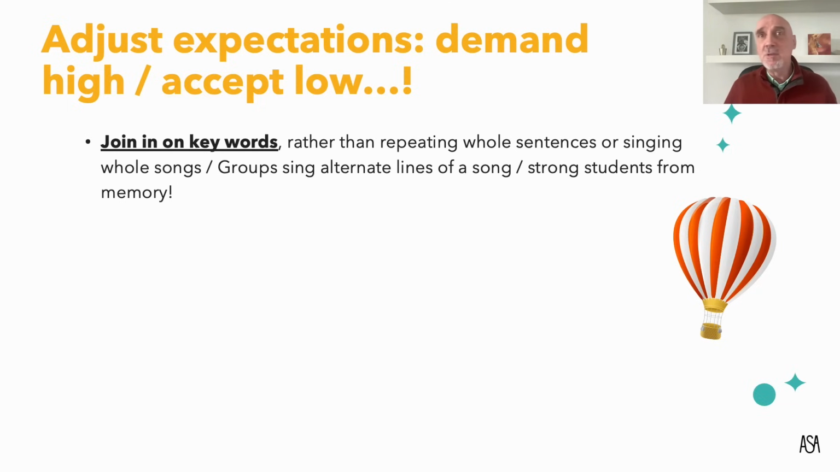Groups can sing alternate lines of a song. That means in between each line of the song, that group of students has time to look at what's coming next while the other group are singing the intermediate line and prepare for the next line they need to sing. That little chance to look ahead and get ready is really, really helpful for them.